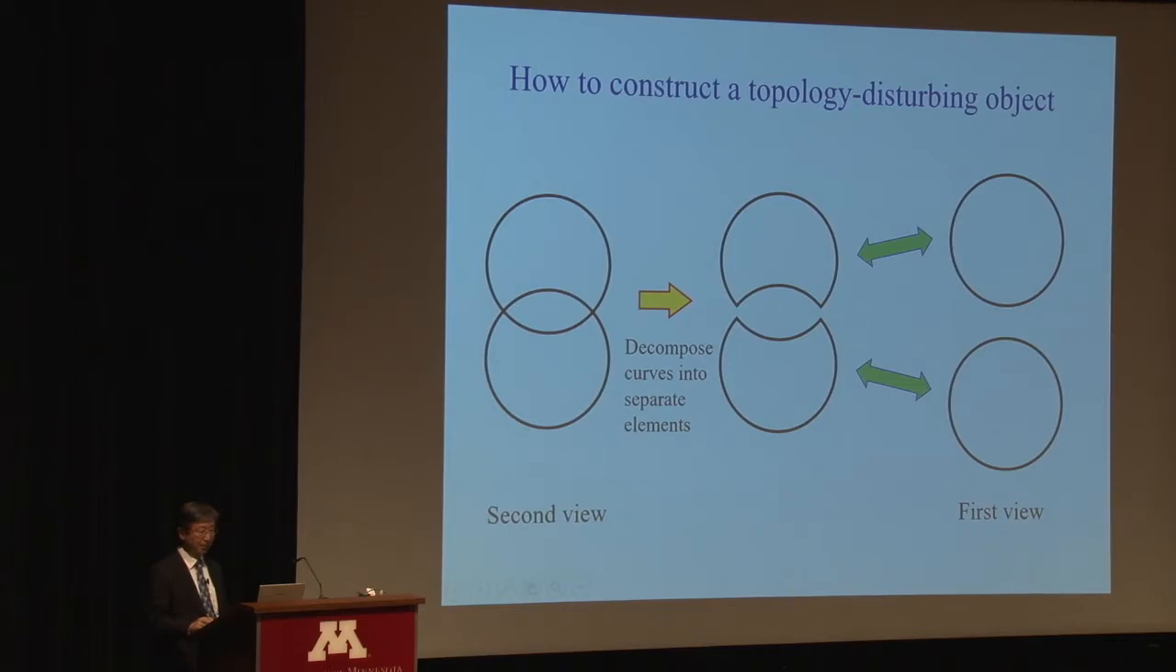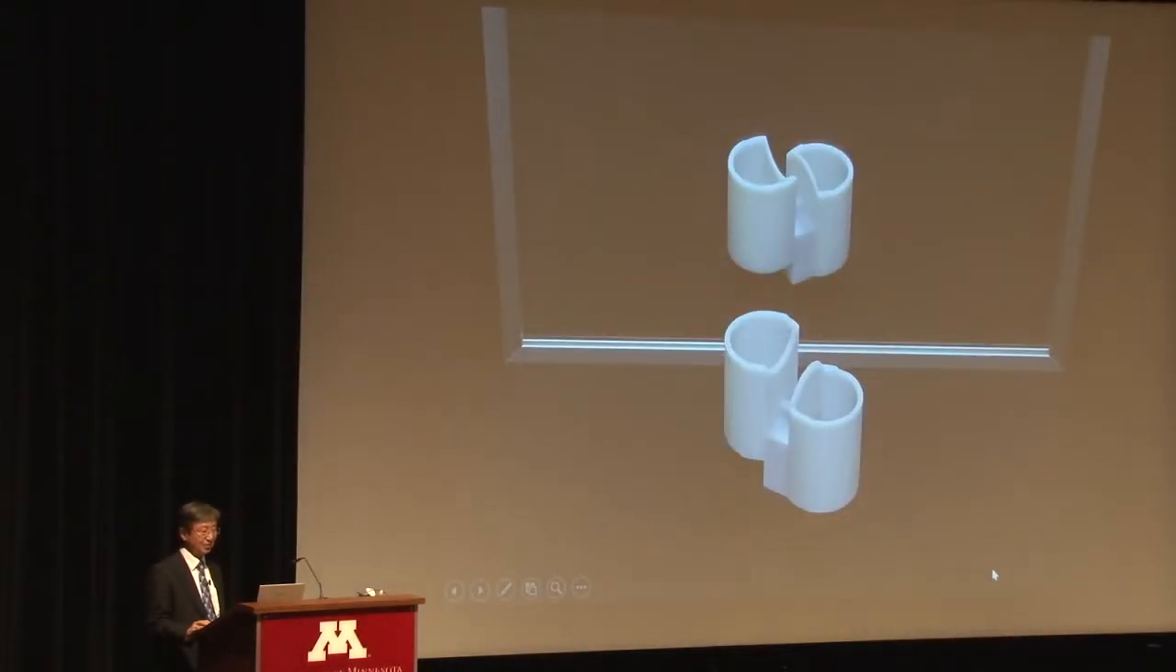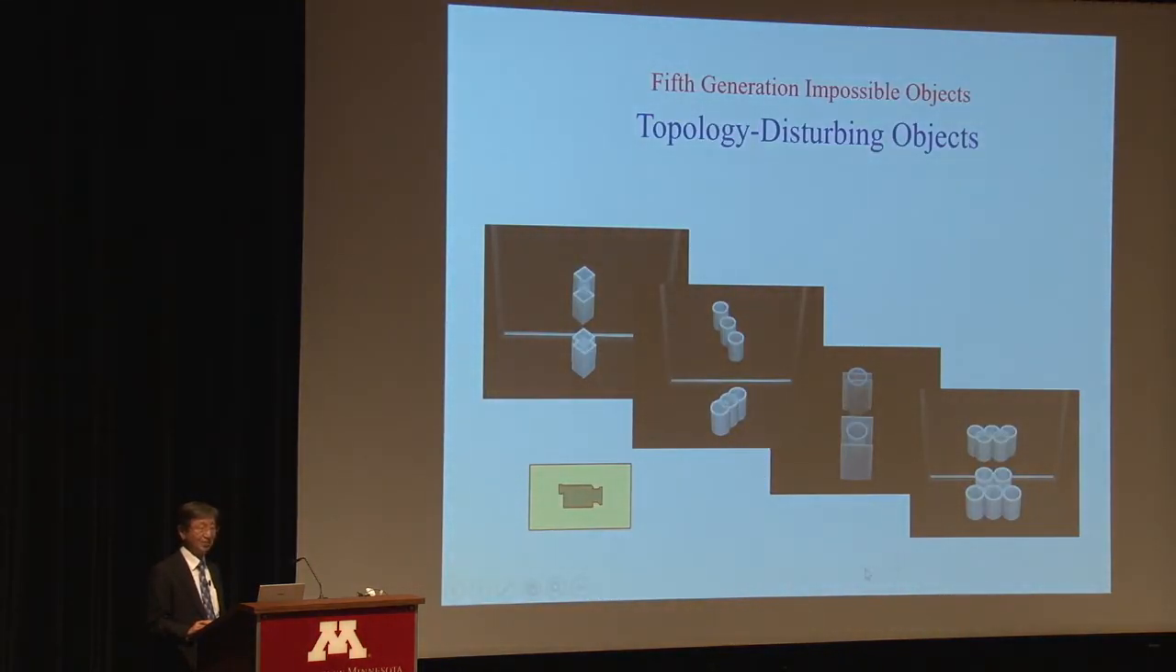But from the first view, we want them to appear to be separated. And for the second view, we want them to be touching. To achieve this purpose, we adjust the heights of the two objects. If we want this point and this point to appear to be touching, then we align them in the same view direction. That's a trick. And so this object is like that in the general directions, and we can construct similar objects.